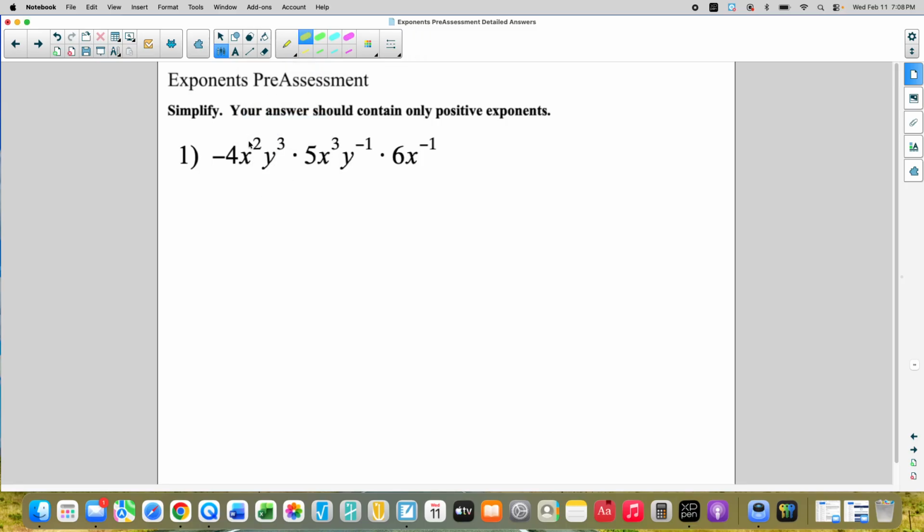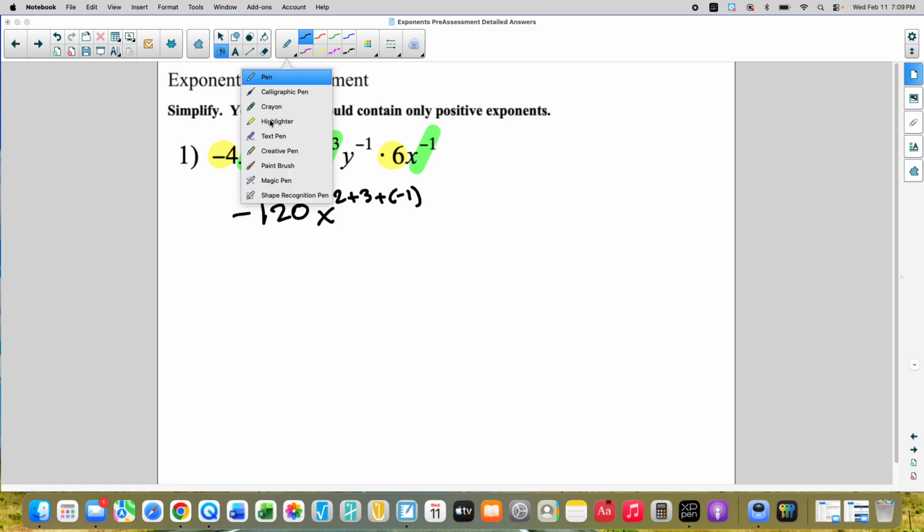First problem, we're going to look at all the coefficients. This is negative 20, and then negative 20 times 6 is negative 120. So negative 120 are my coefficients. Now I'm going to look at my x's. X squared, x cubed, x to the negative 1. When we multiply them, we are going to add each of the exponents. And then we have this leftover.